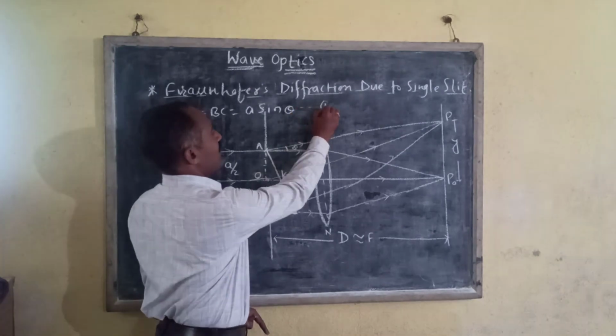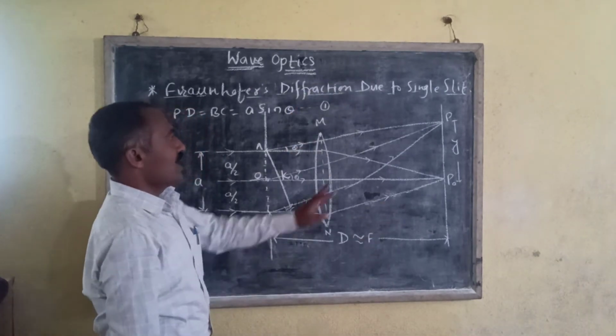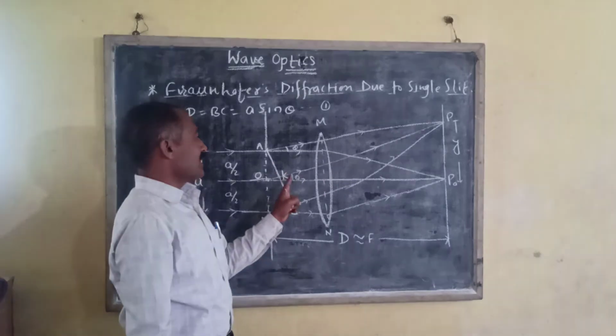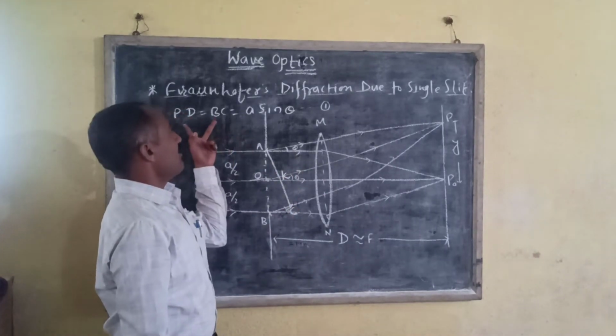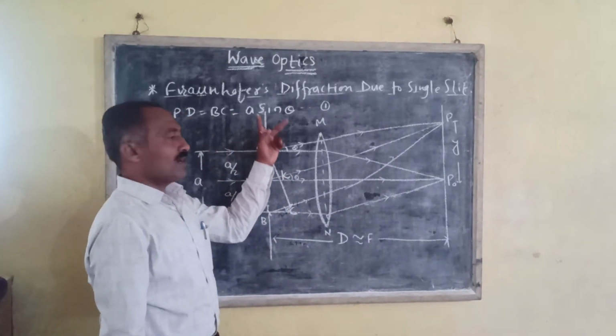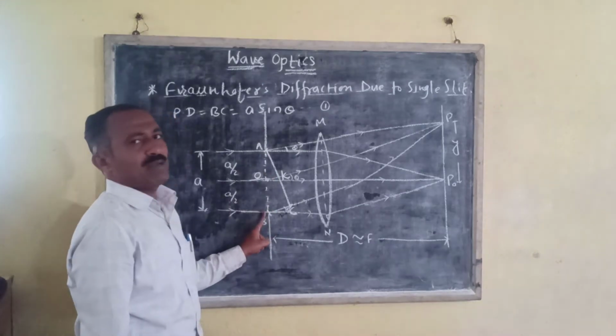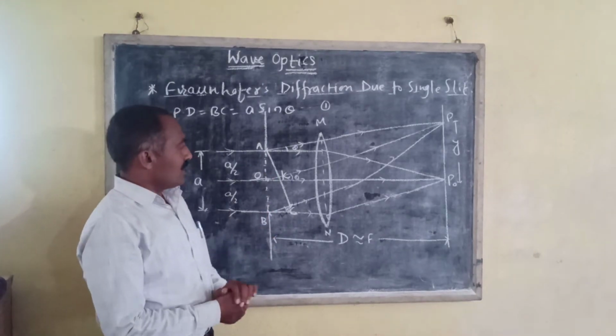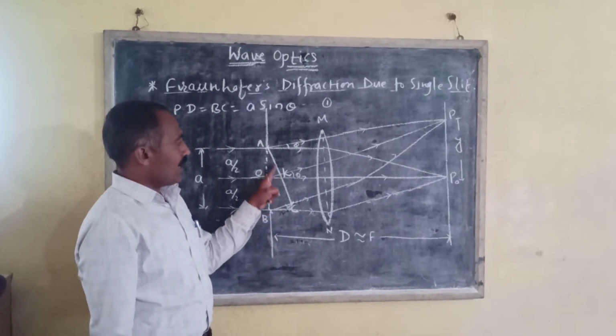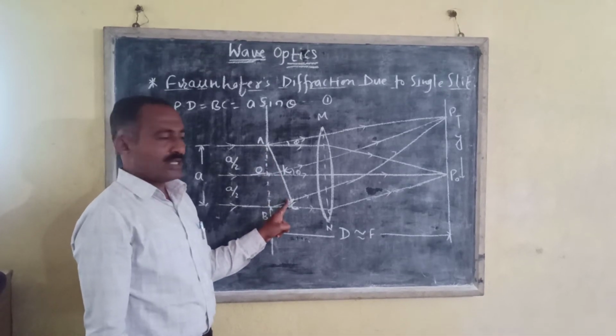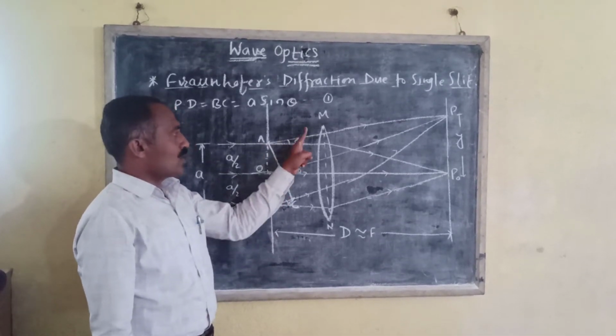This is equation number 1: the light waves reaching the point P and inclined at an angle theta have a path difference of a sin theta from these two extreme points A and B. Now consider the central point K of AC. That is, AC is the perpendicular on AM.